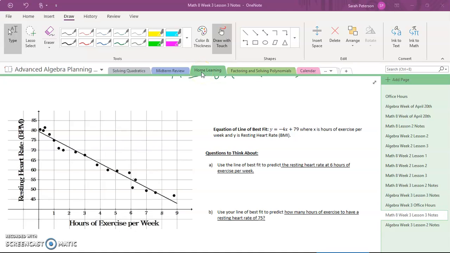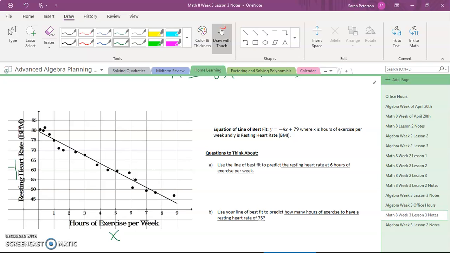Okay, so we're going to look at another example here. So here's an example where the association is negative and it's also linear. So let's look at our graph. On the x-axis, you have hours of exercise per week. And on the y-axis, you have the resting heart rate in BPMs. So we're looking at hours of exercise versus resting heart rate.